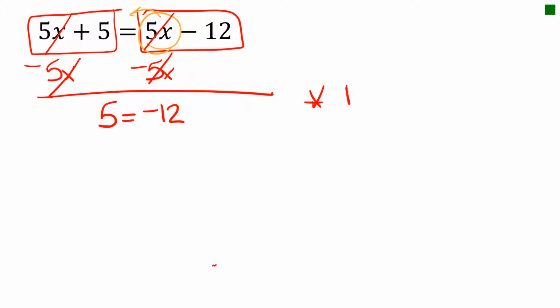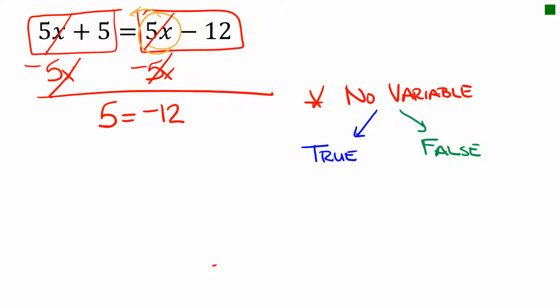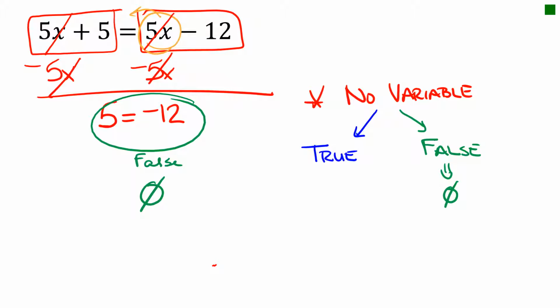So what you should notice here, there is no variable. The variable has disappeared. If there is no variable, I have two options. I could have something left that is true, or I could have something left that is false. What am I looking at here? Is 5 equal to negative 12? No, this is false. So if I've got a false one, what that means is there is no solution. So 5 equals negative 12 does not happen, so there is no solution.